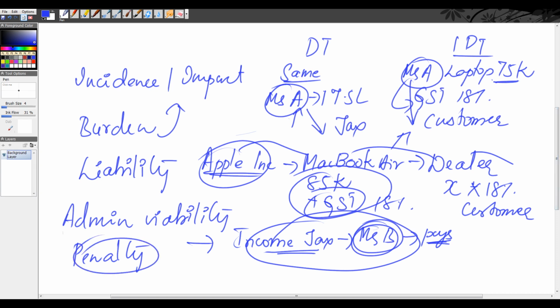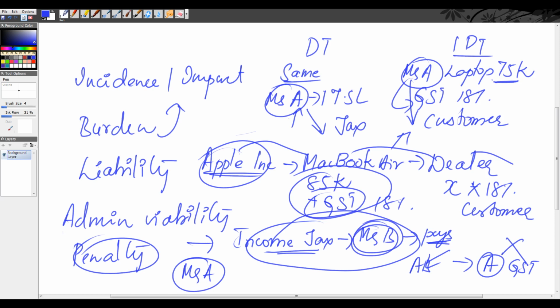And lastly, we have the penalty. It is levied on the assessee. Of course, if the assessee, let's say Mr. A, does not pay tax, then the penalty will be levied on Mr. A. Whereas in this case, if there is a shopkeeper AB who sells a laptop to Mr. A, and A has not paid GST, Mr. A will not be penalized, but AB, who was liable to collect tax, will be penalized. So this is with regard to the differences between direct and indirect taxes.